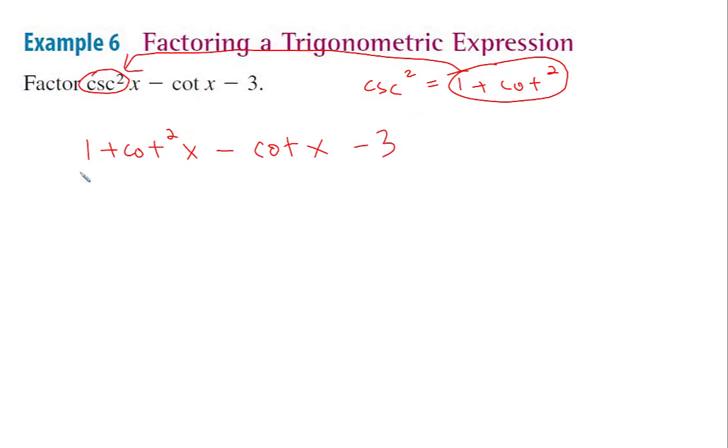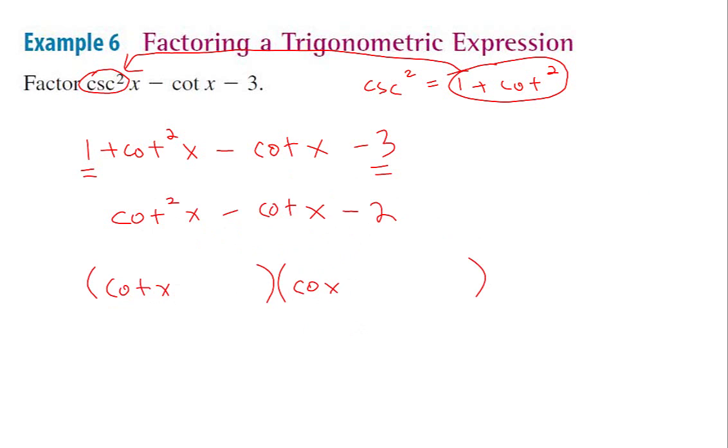And then I can simplify like terms. These are like terms right here. So that's going to give me cotangent squared x minus cotangent x minus 2. So now we've got the same trig ratio, so now we can factor this. You guys can do the x if you want, but this one's pretty easy to factor. I already know it's going to be cotangent x times cotangent x. And then we have negative 2 and negative 1, so I know we're going to have negative 2 and a positive 1.